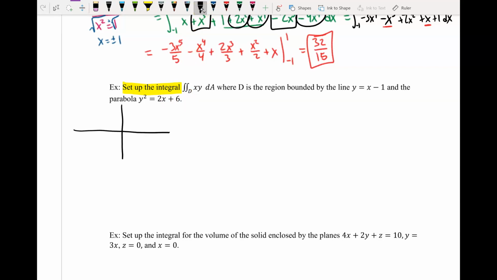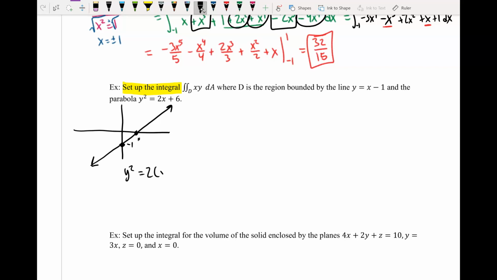So y equals x minus 1, so that's going to be a y-intercept of -1, go up 1 over 1. And you can see that this is going to be the equation of a line. This guy, y squared equals 2x plus 1, is just a parabola. It's a parabola shifted over. So we can actually write that as a regular conic, but it's a horizontal parabola.